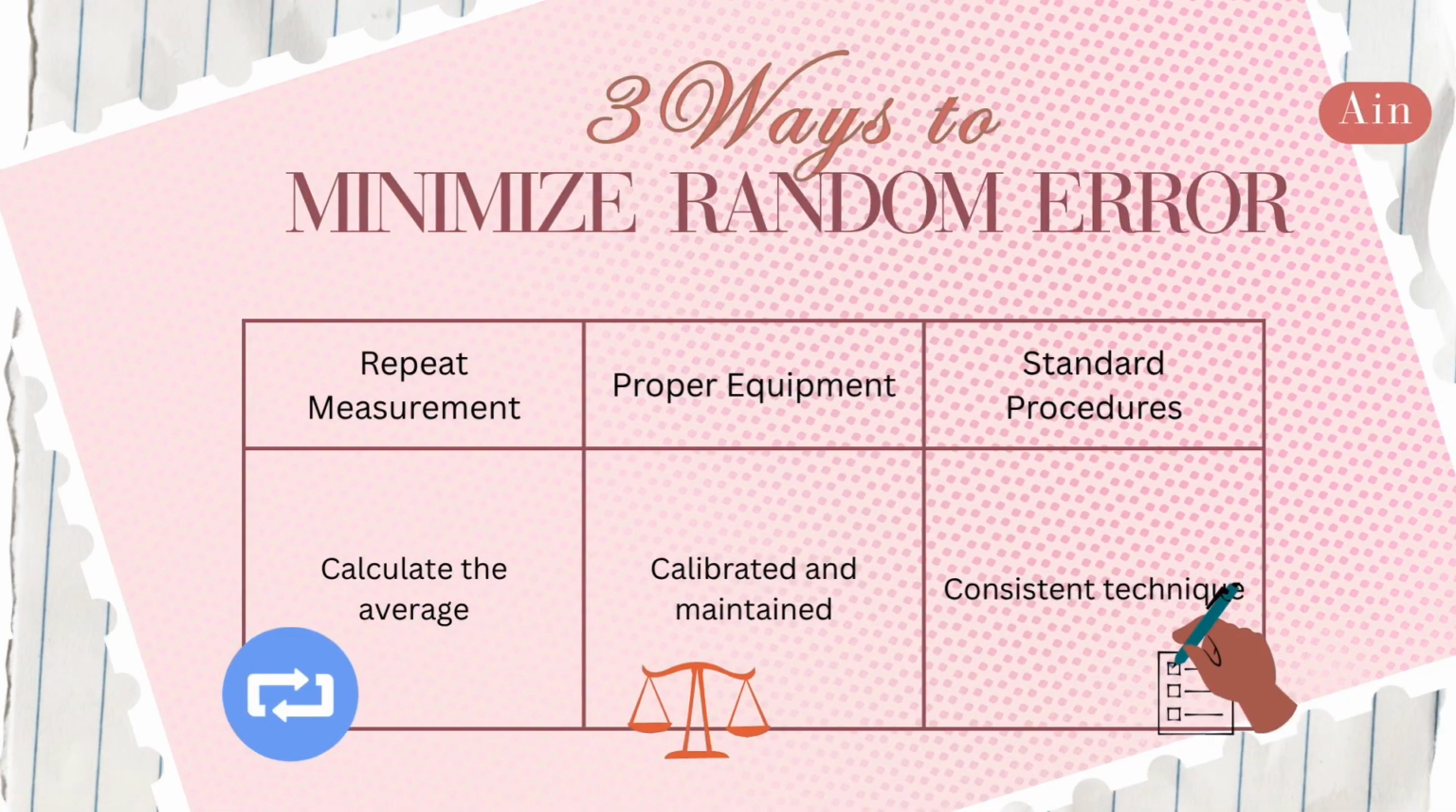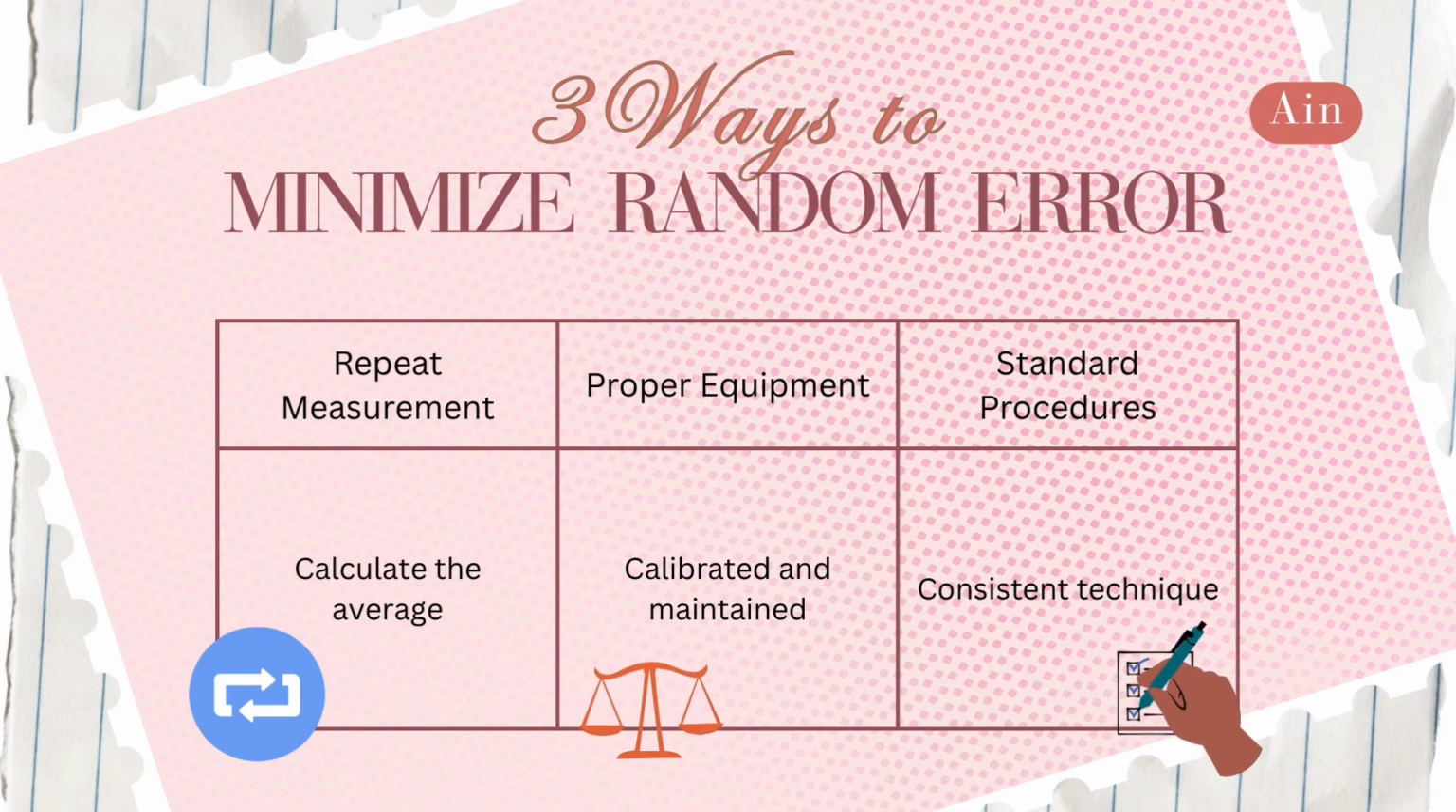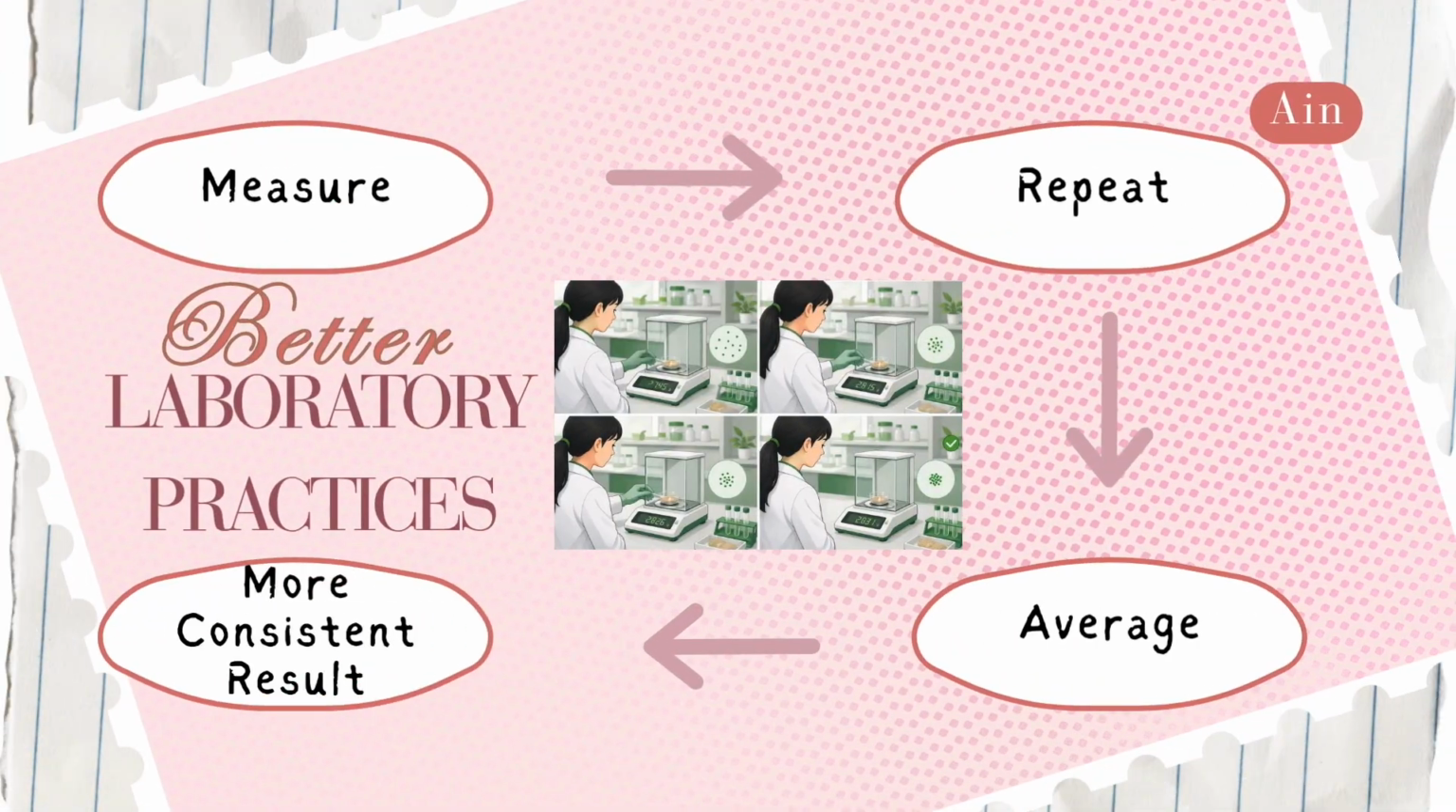Next, there are 3 ways to minimize random error. First, repeat the measurements and calculate the average. Second, use calibrated and well-maintained equipment. Third, follow standard procedures and use the same technique consistently. Let me explain this clearly.